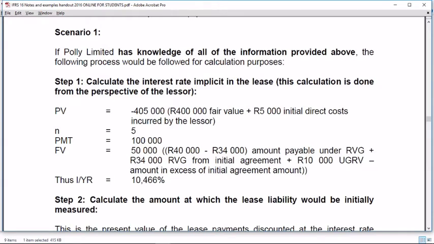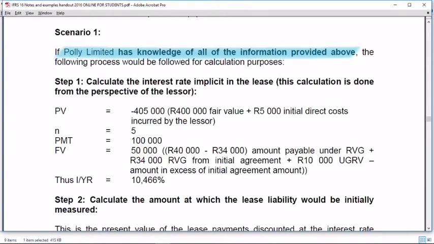In terms of IFRS 16, we need to discount these payments back to the present value of the lease payments using the interest rate implicit in the lease. Under scenario 1, we are going to determine the interest rate implicit in the lease, but that falls under the assumption that Poly Limited has knowledge of all the information provided above.